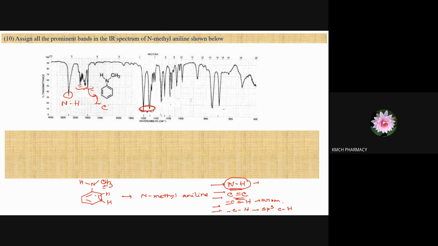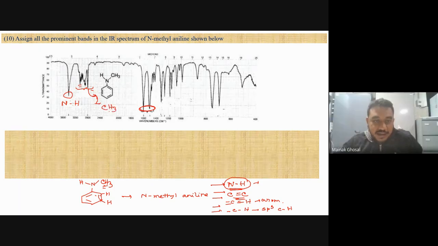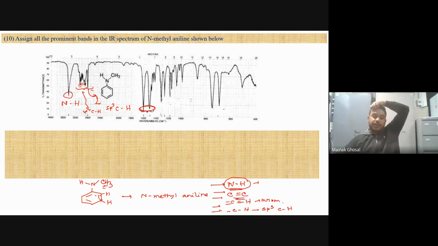So I have told you in the initial stage that for this CH, if there is a double bonded carbon and hydrogen is attached, it will have a higher frequency, and you are seeing it here that the higher one will be due to sp2 kind of CH. And here the sp3 kind of CH will be this one. Okay, so this is the answer.